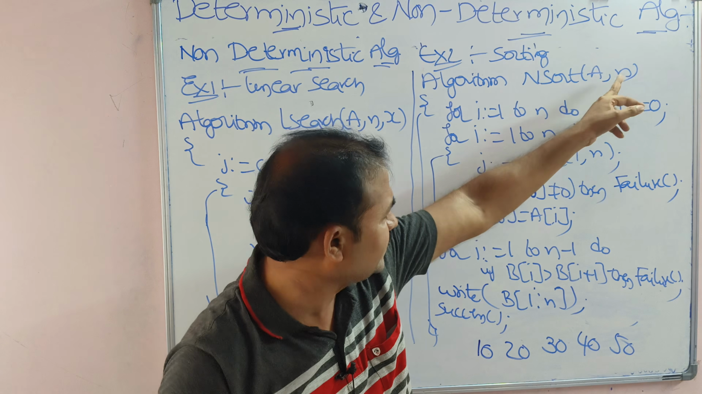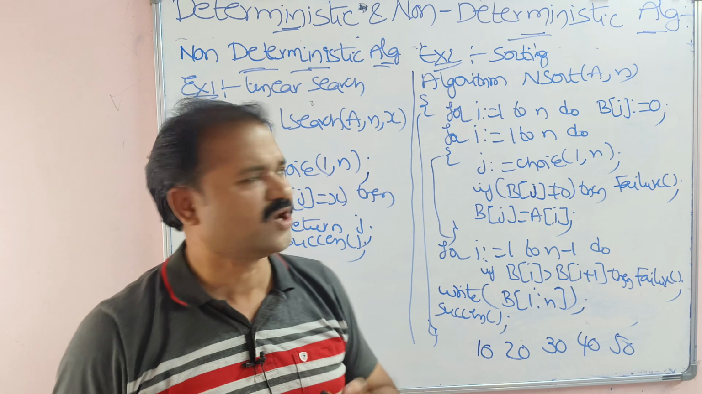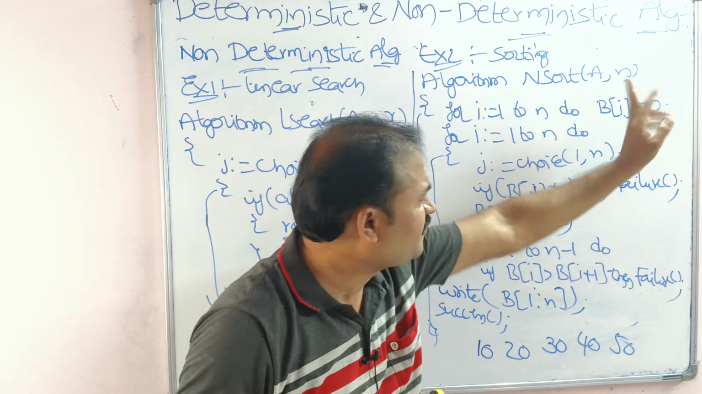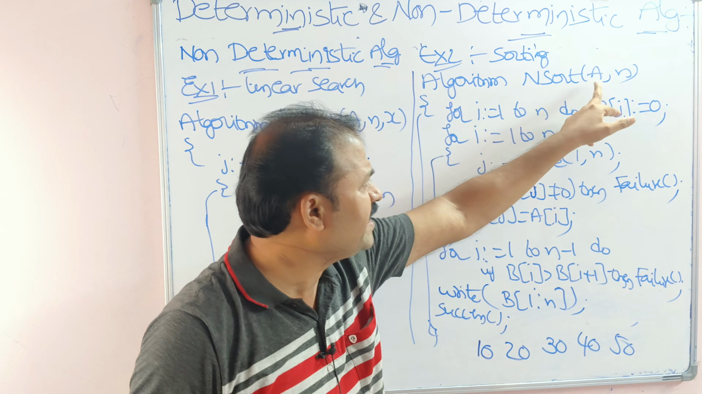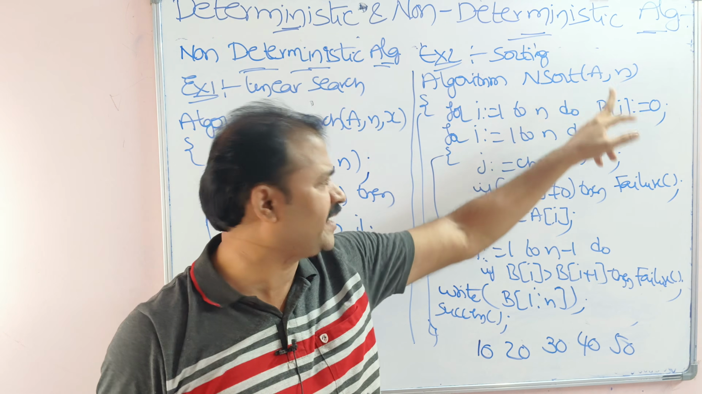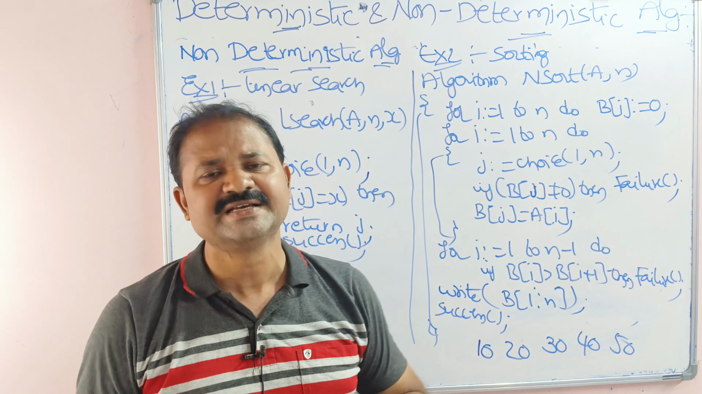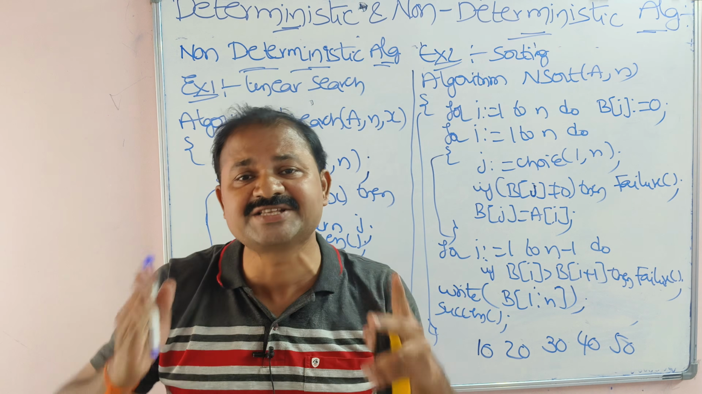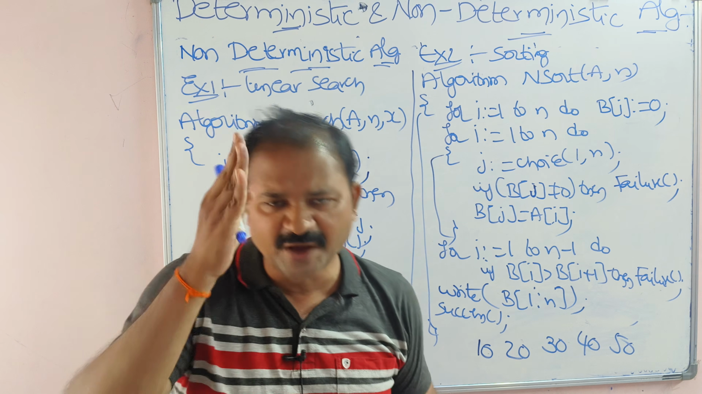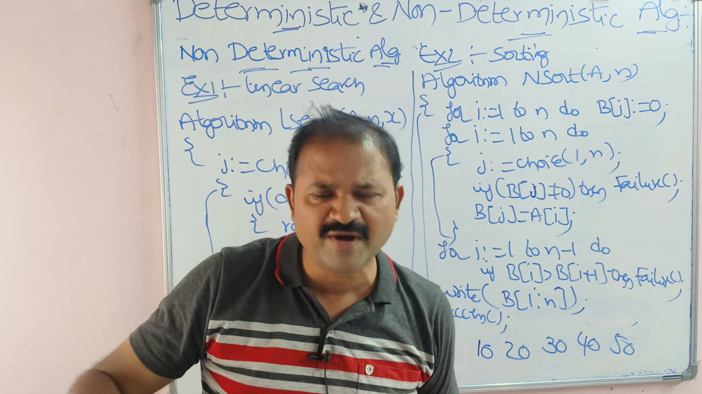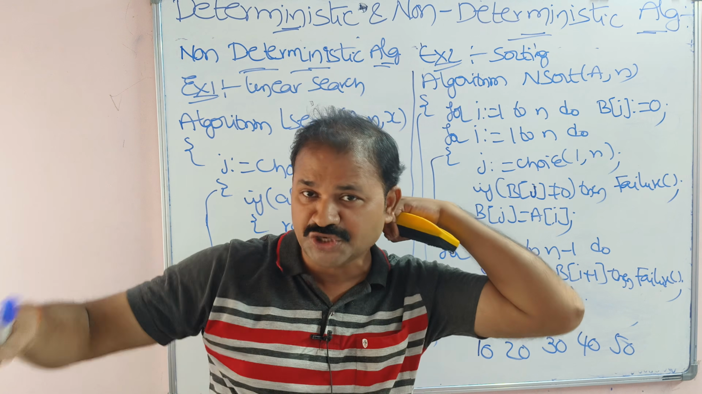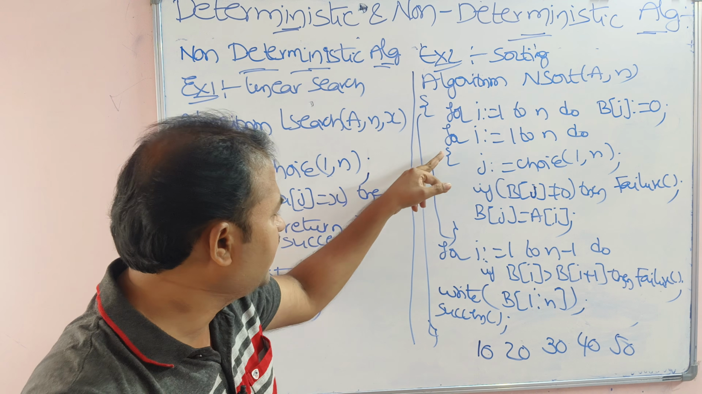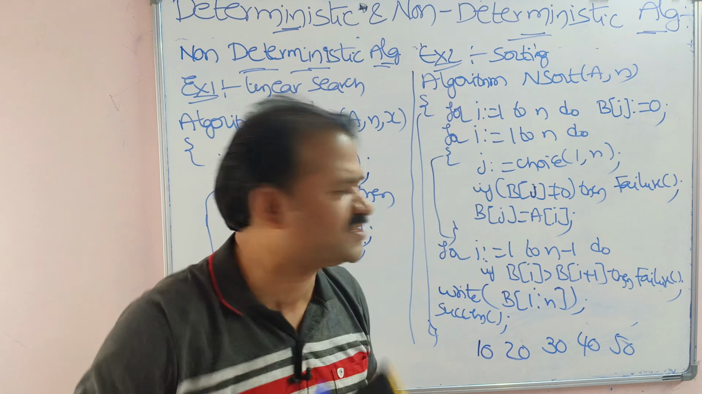So a is the array, n is the size of the array. Next, for i equal to 1 to n do b of i equal to 0. Here a means the source or input array, whereas b means the destination array. So initially the destination array contains all zeros: b of 0 contains 0, b of 1 contains 0, b of 2 is 0, b of 3 is 0, b of 4 is 0, likewise.